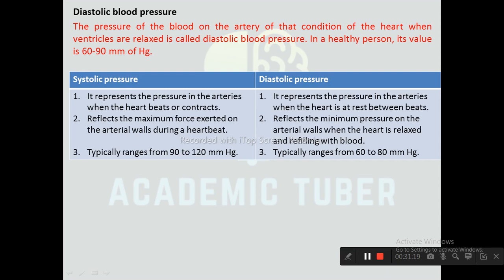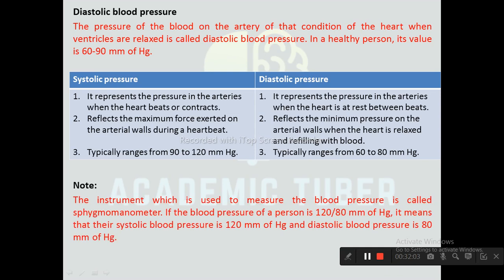Difference between systolic and diastolic pressure. Systolic pressure represents the pressure in the arteries when the heart beats or contracts, whereas diastolic pressure represents the pressure in the arteries when the heart is at rest between beats. Systolic pressure reflects the maximum force exerted on the arterial wall during a heartbeat, whereas diastolic pressure reflects the minimum pressure on the arterial wall when the heart is relaxed and refilling with blood. Systolic pressure ranges from 90 to 120 mm of Hg, whereas diastolic pressure ranges from 60 to 80 mm of Hg.